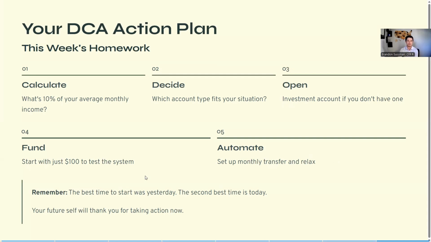So, of course, the best time to start this would have been yesterday, but the second best time is to start this today. So your future self will thank you for getting this set up, for lowering your average cost for your new investments as you add new money to these accounts. We'll start stockpiling and building things and growing these accounts over time, and it'll happen a lot faster than you think.